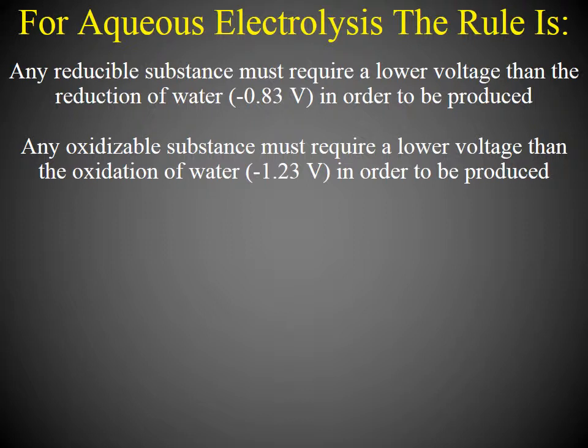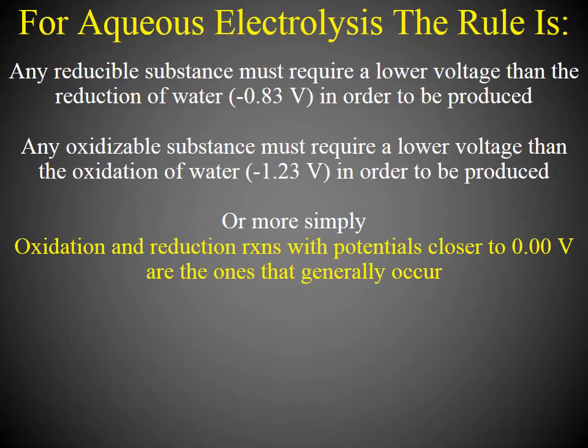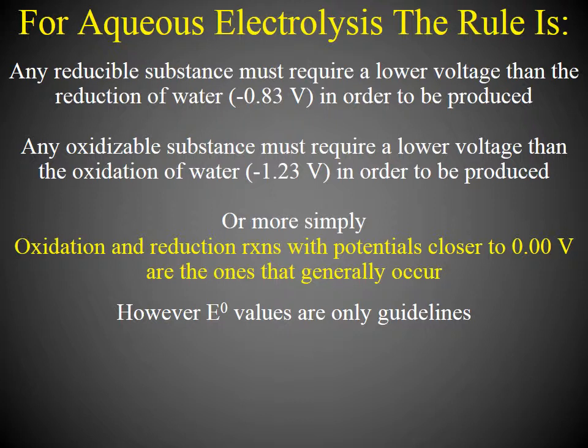Any oxidizable substance, conversely, must also require a lower voltage than that of water in order to be preferentially produced. Or more simply put, oxidation and reduction reactions with potentials closer to zero are the ones that generally occur. However, please keep in mind that the half cell values are typically just guidelines. There are other concerns such as kinetics that could change the picture somewhat.